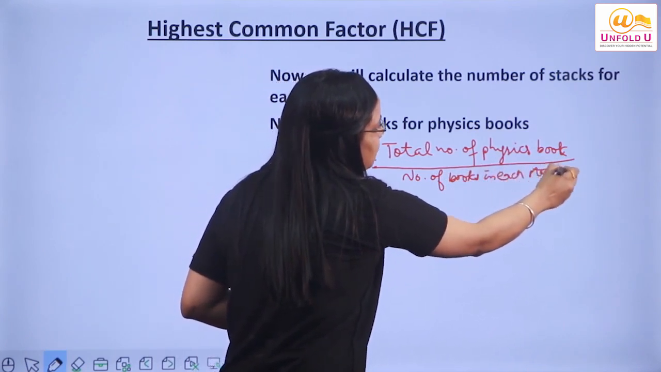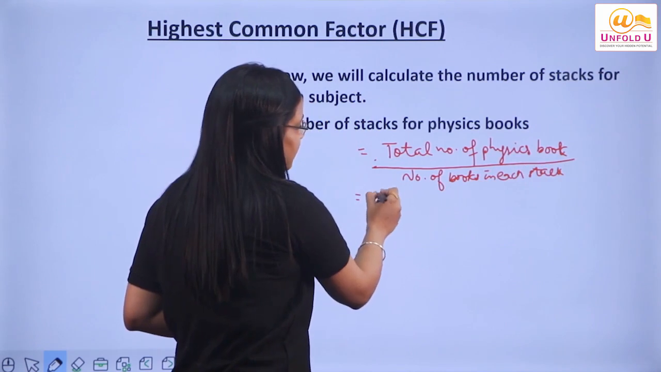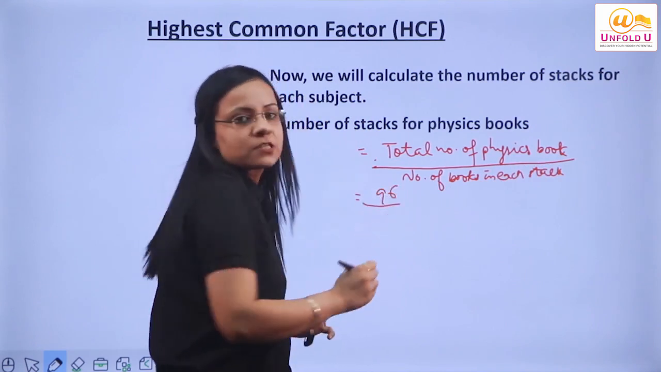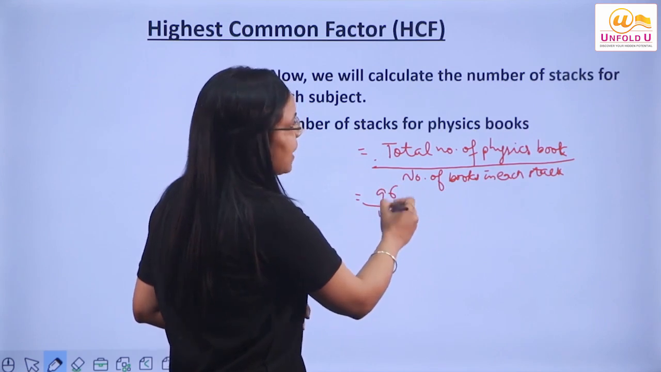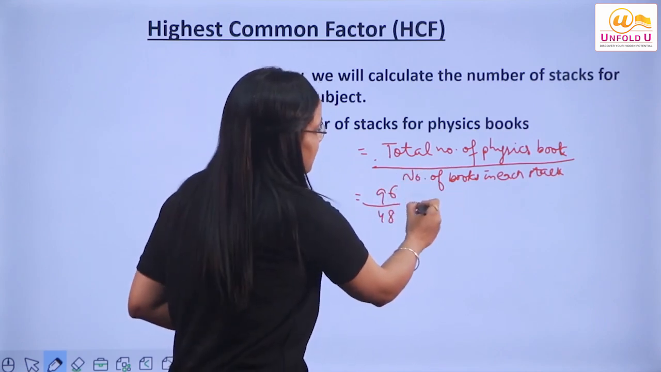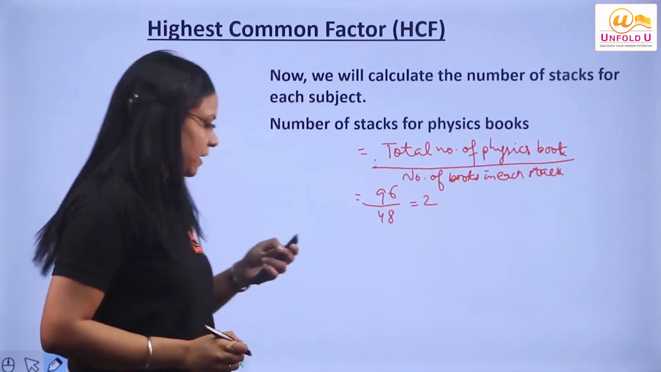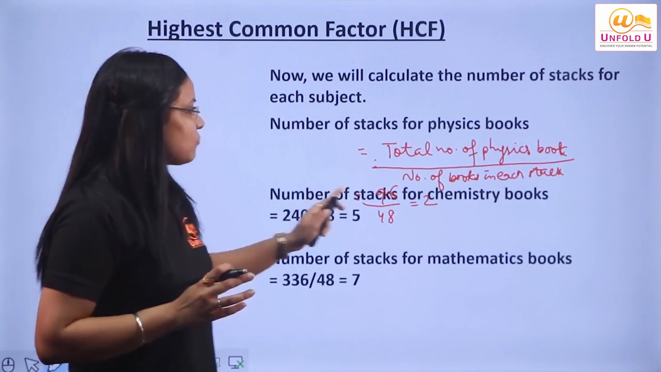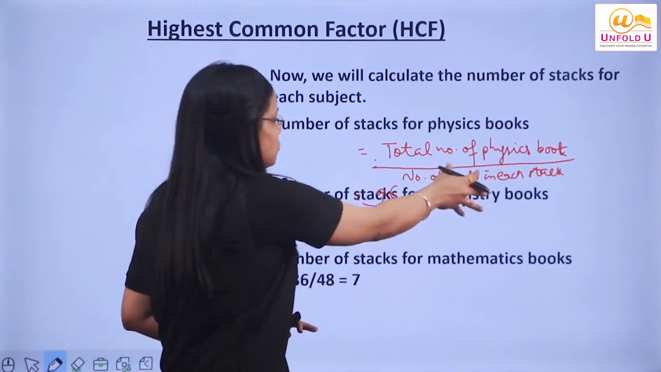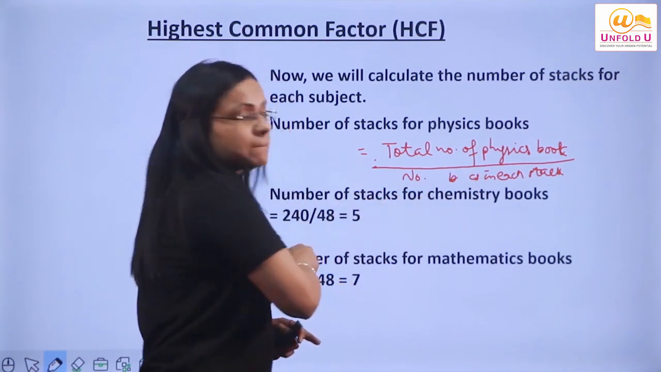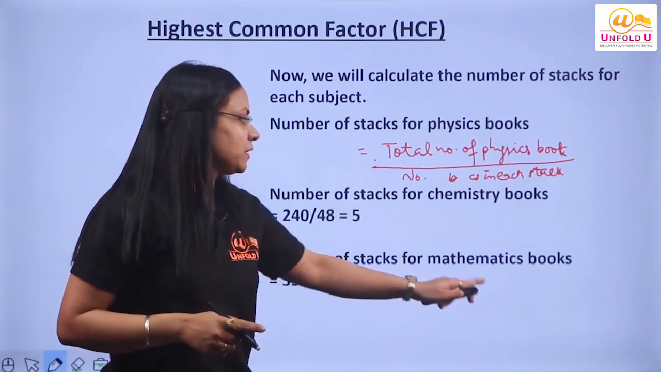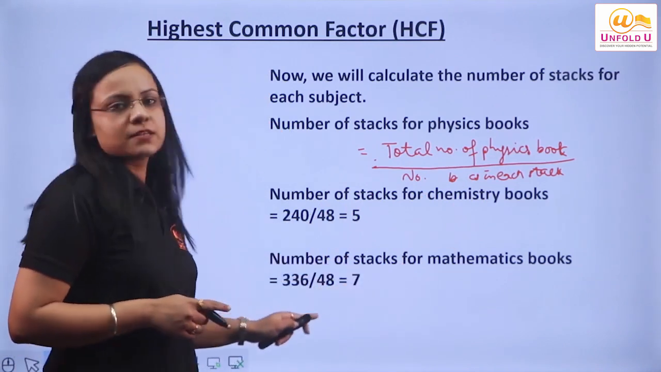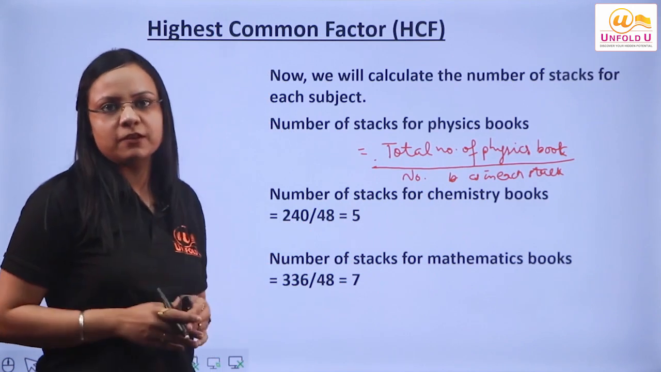The total number of physics books is 96 and the number of books in each stack is 48. So we get the number of stacks for the physics books will be 2. Same way we can find the number of stacks for the chemistry books, which is equal to 240 by 48, which is equal to 5, and same way the number of stacks for mathematics books will be 336 divided by 48, which is 7.